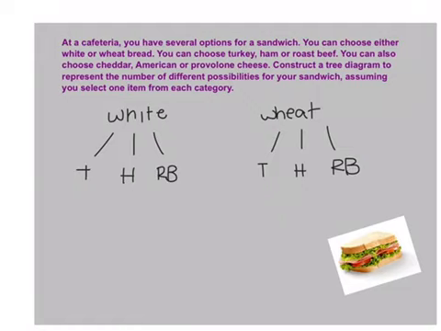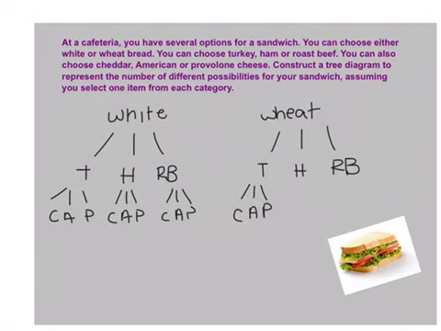Now from each of these options, we have 3 more branches where we get to choose our cheese. So we can have cheddar, American, or provolone. And from each of these, cheddar, American, provolone. And then same for our wheat sandwiches: cheddar, American, provolone, for each of the three meats.